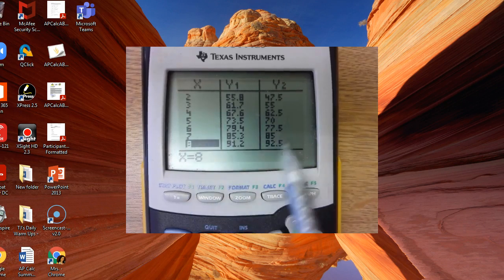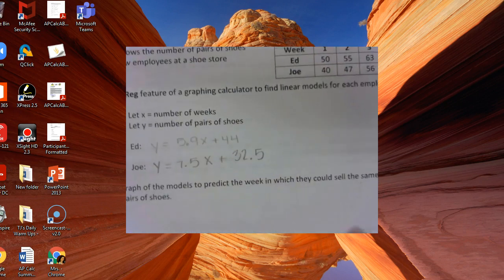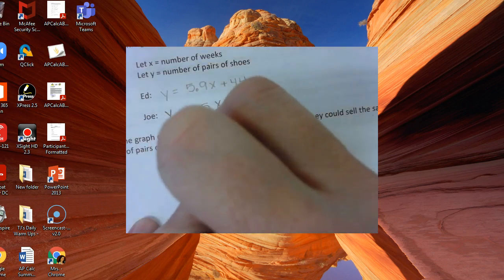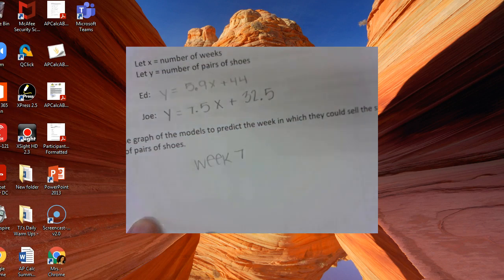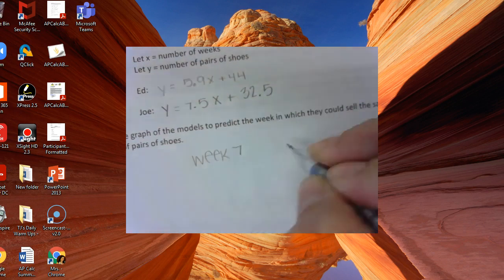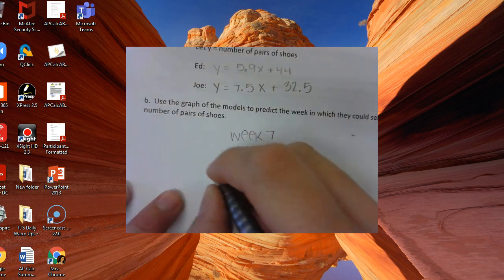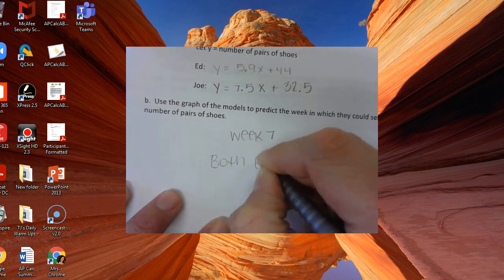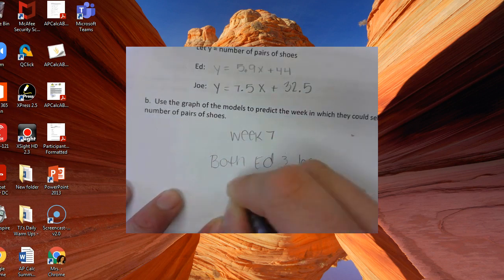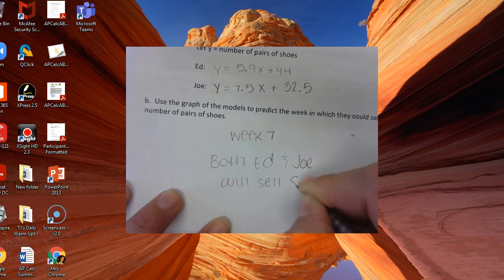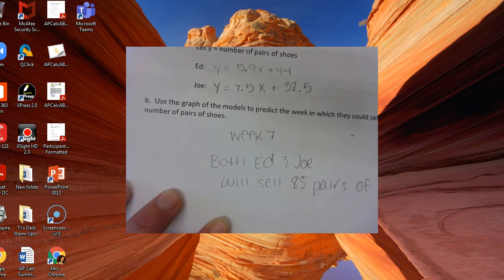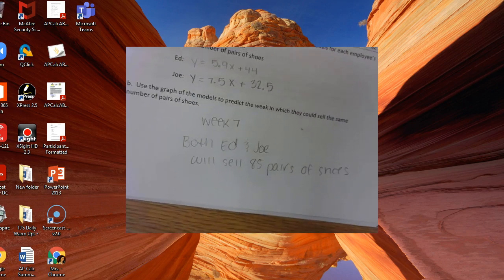So which of these numbers are the same, or very, very close? Yeah. So it says use the graphs to predict. Our prediction is week 7. During week 7, they should both sell about 85 shoes. Does that make sense?